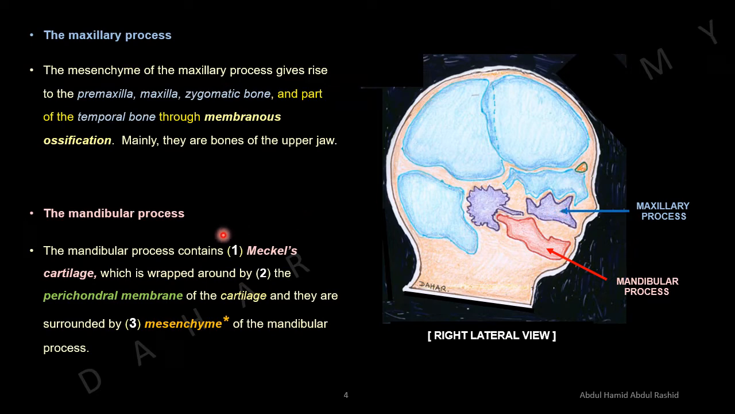The mandibular process, this is the one which is more important. The mandibular process contains number 1, Meckel's cartilage, which is wrapped around by the covering, that is number 2, perichondral membrane of the cartilage, and they are surrounded by number 3, mesenchyme, that is the connective tissue of the mesoderm of the mandibular process.